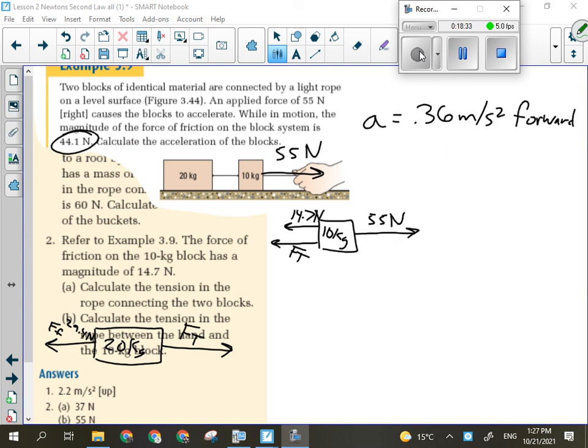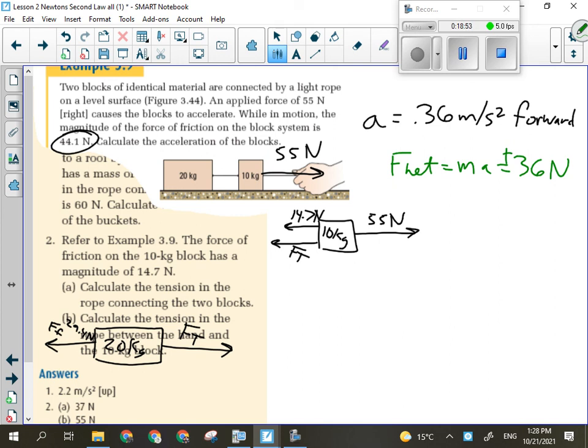Mass and acceleration can get me F net. Okay, so that's what I want to do first. The net force acting on the 10 kilogram block is mass times acceleration. 10 times 0.36 is 36 newtons, and that'll be forward. Positive 36 newtons. All right, so I've now got the net force.